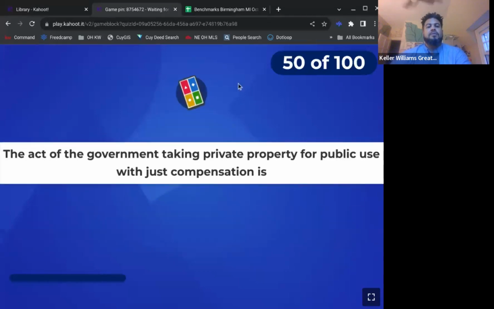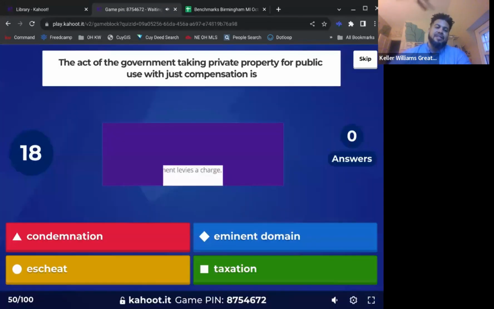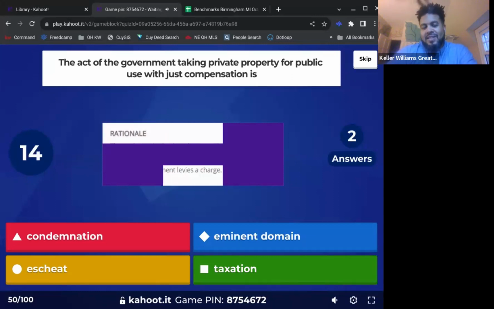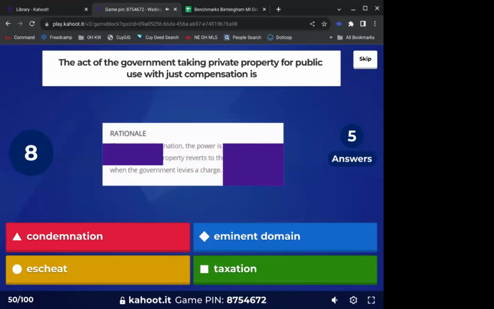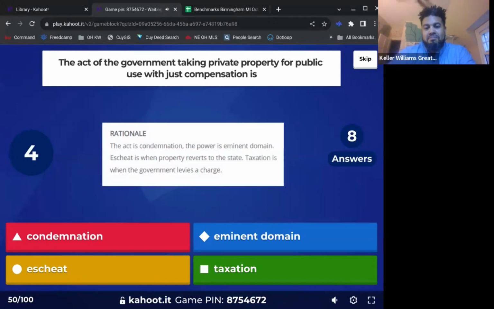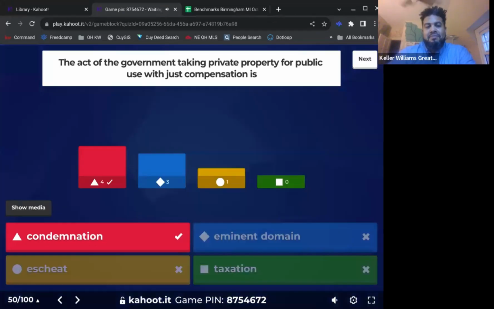The act of the government taking private property for public use with just compensation is... Now, this is a tricky one. Let's see if it gets any of you. Condemnation. Good job. It did get a few of you.